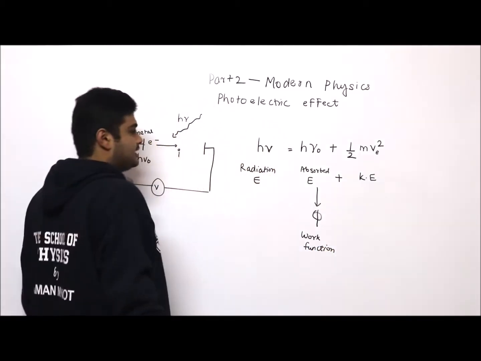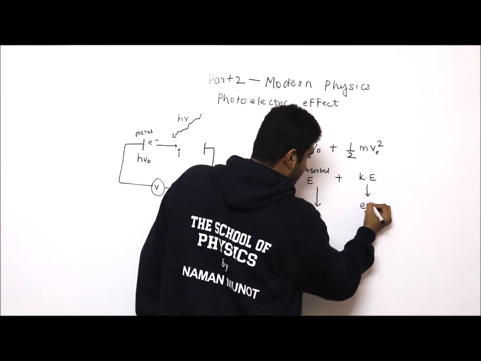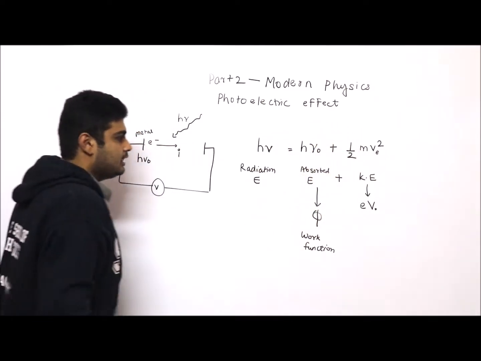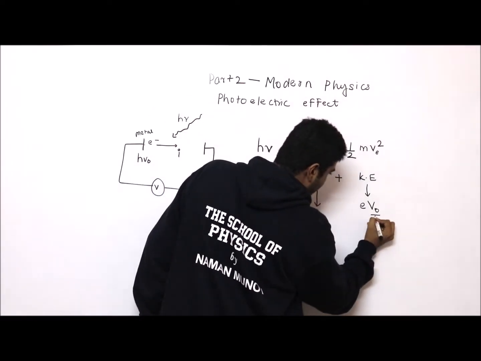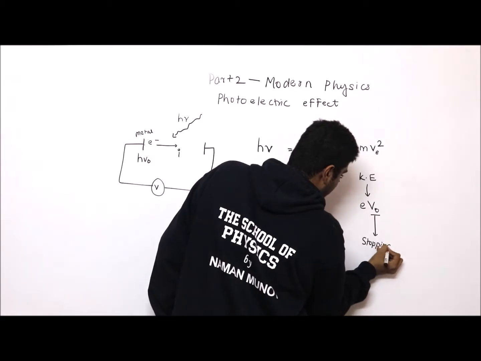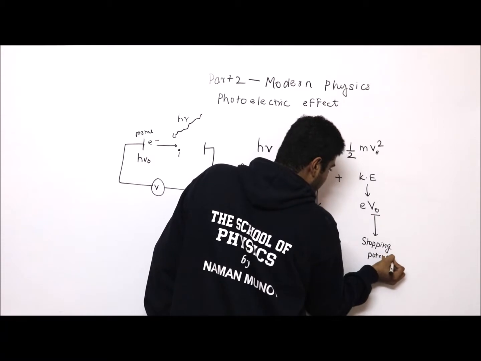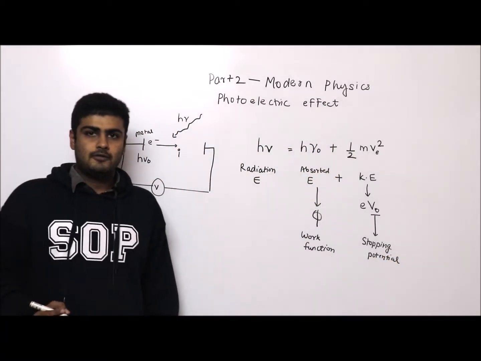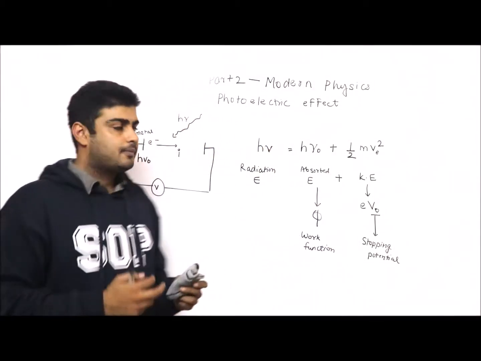Okay, and this kinetic energy, if we write it in terms of voltage, half m v max square is equal to e into V naught, then this V naught is called the stopping potential. Okay, so I'll just draw a few graphs, and using those graphs you will be able to understand what happens when.